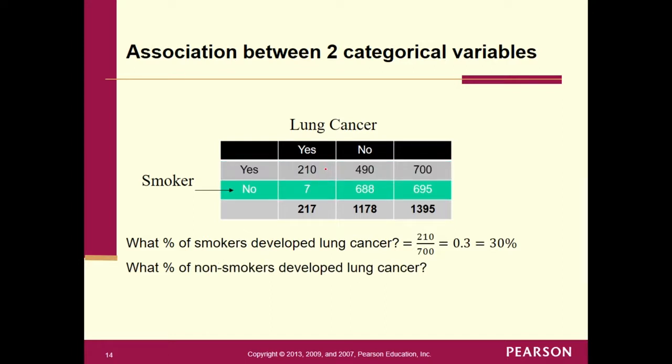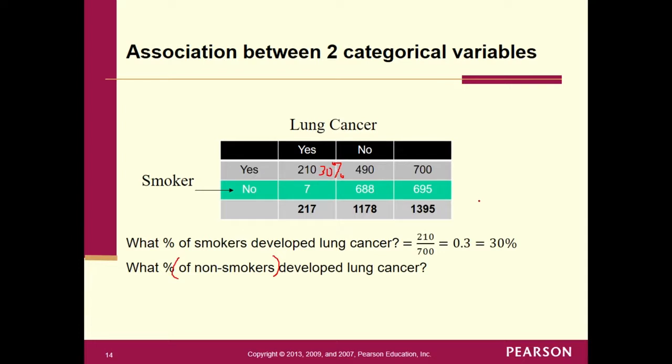So we know this group was 30%. Okay, this was 30. Well, what percentage of non-smokers develop lung cancer? Remember, we have to compare those 2 percentages. So what percentage of non-smokers? So who are we isolating? We're isolating this group right here.